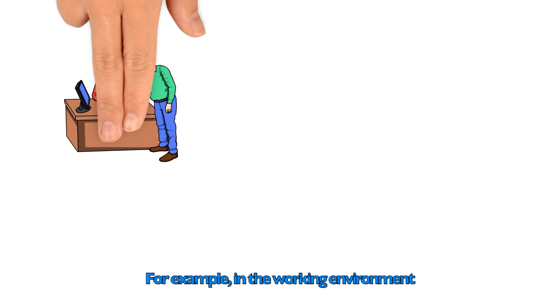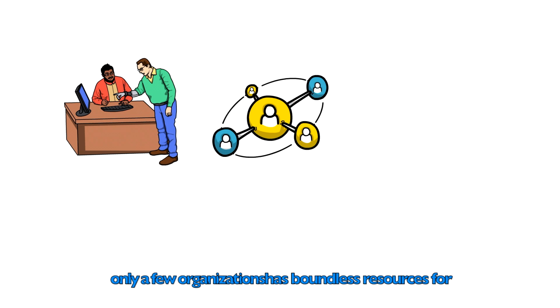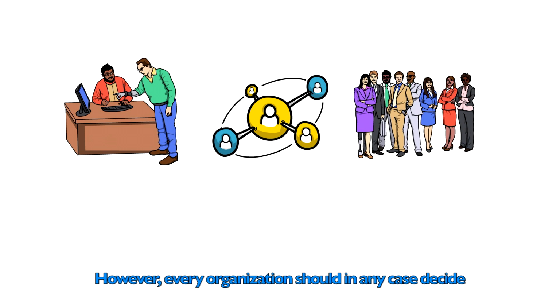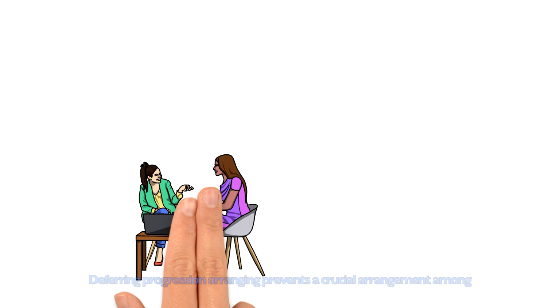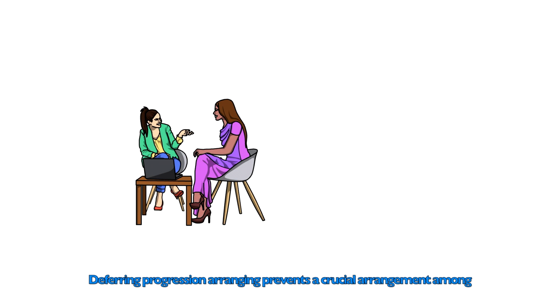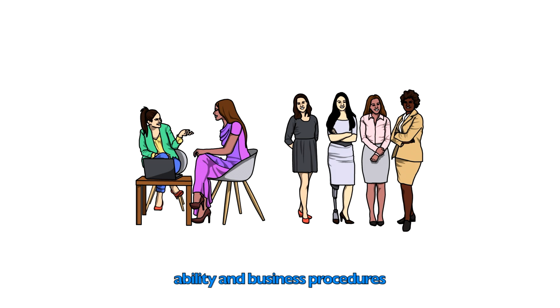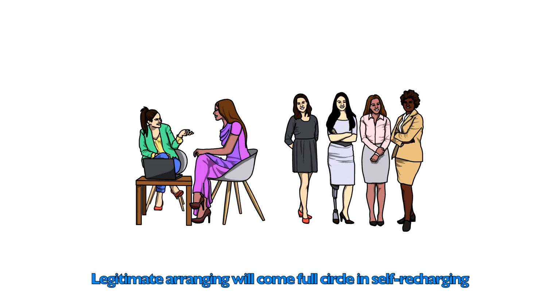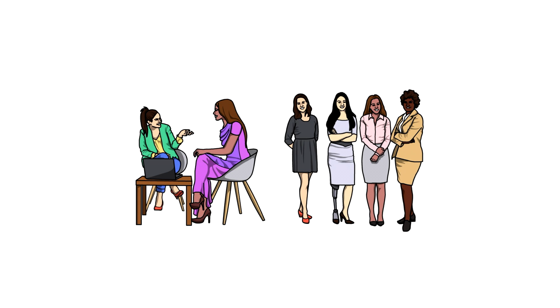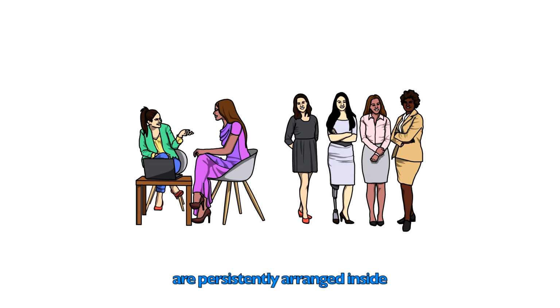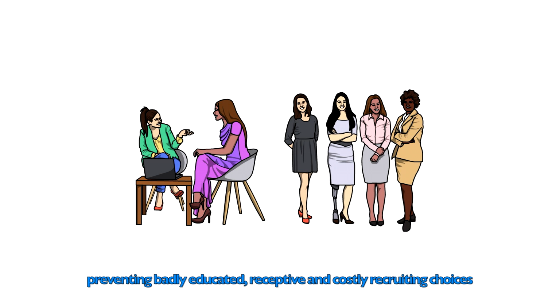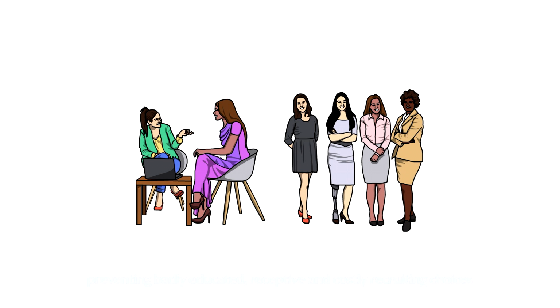For example, in the working environment, only a few organizations have boundless resources for leadership succession. However, every organization should, in any case, decide how to develop its talent pool and recognize and retain future organizational leaders. Deferring succession planning prevents a crucial alignment between the talent and the business strategies. Proper planning will culminate in a self-renewing succession culture that guarantees skilled and motivated leaders are continuously prepared from within, preventing poorly informed, reactive, and costly hiring decisions.